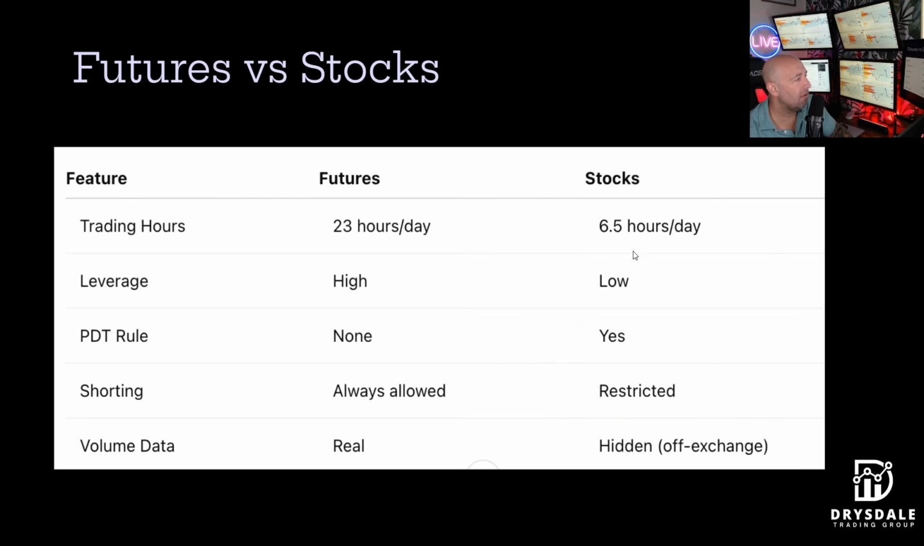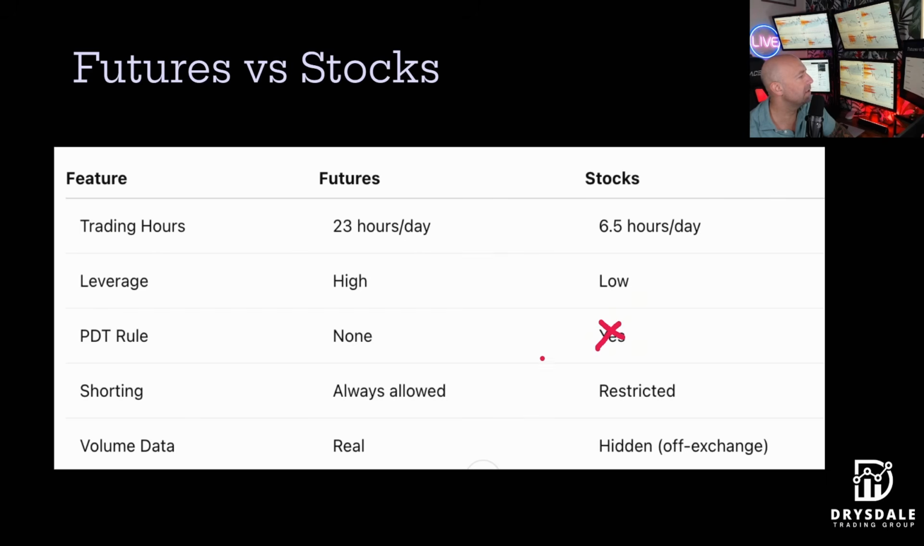Stocks have low leverage unless you're using margin. And even then, you're not going to experience the type of margin you'll get with futures trading. If you're a stock trader, you're probably in the United States, you're probably very familiar with the PDT rule. You need at least $25,000 to day trade stocks. Not true with futures, even though they're probably getting rid of this rule very, very soon. There is no PDT with futures. You can trade it with as little as $100 in your account.